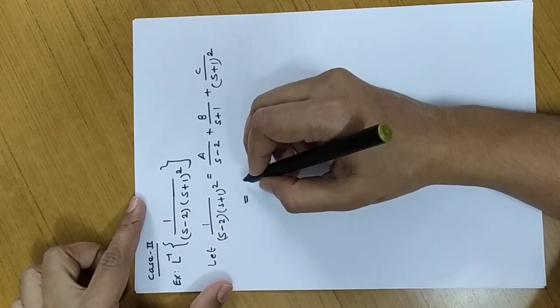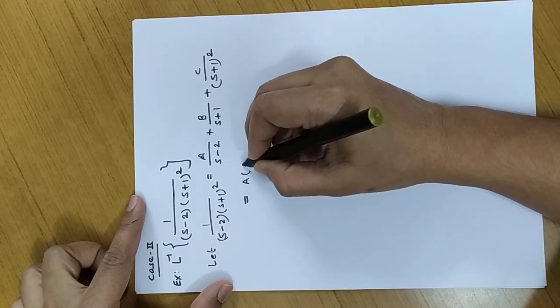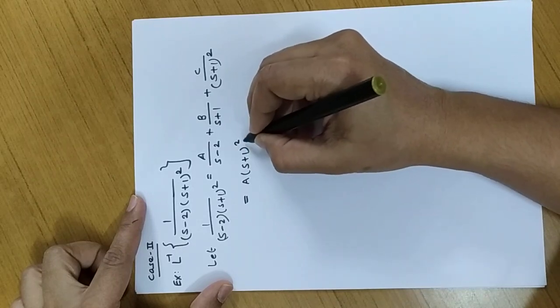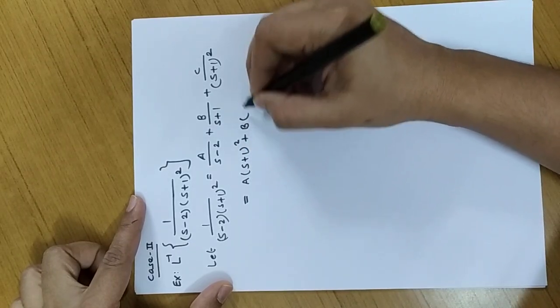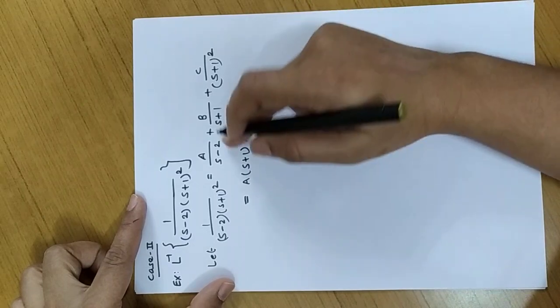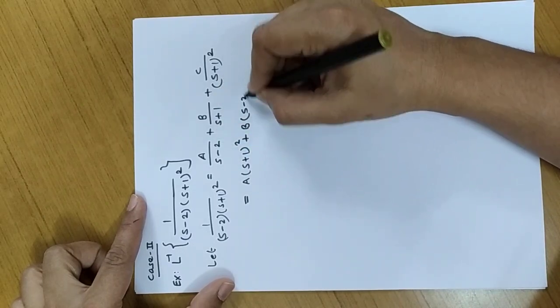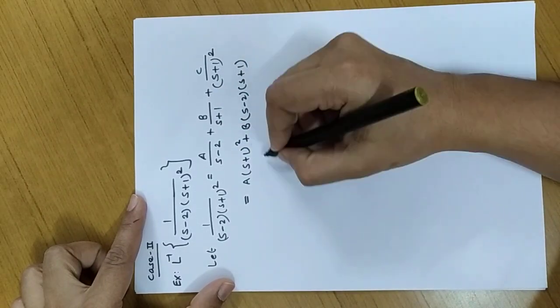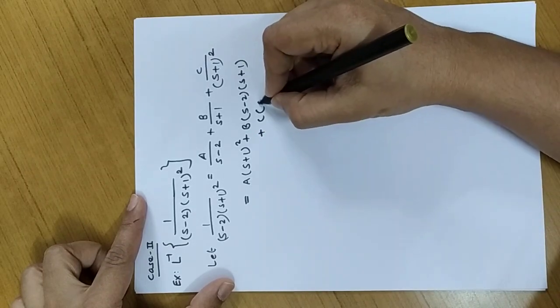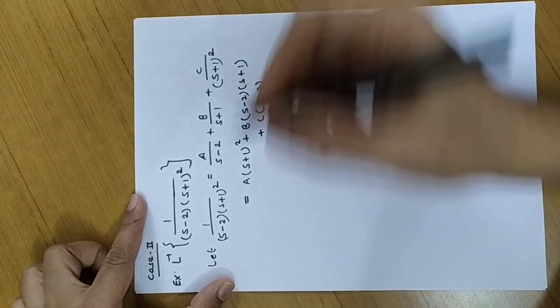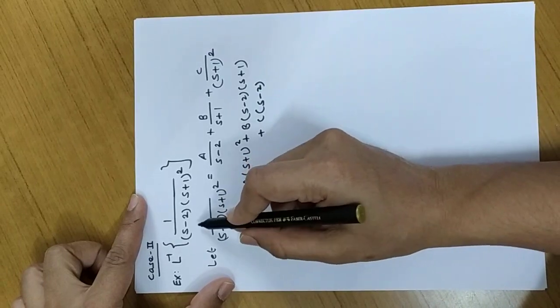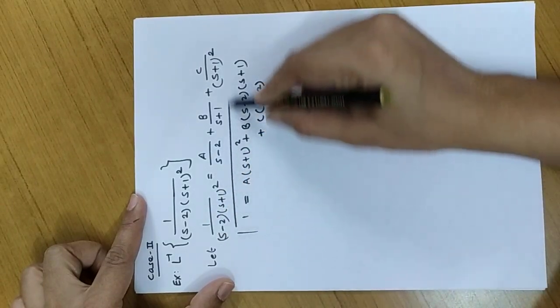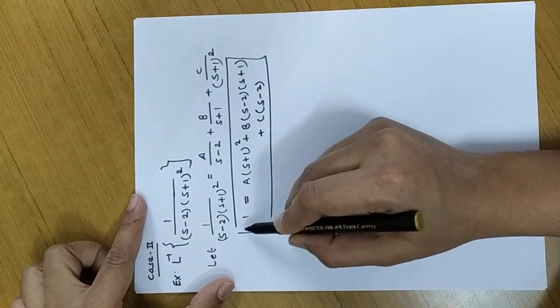Simplify the right hand side term. You can write A (S plus 1) square, we are taking LCM, plus B with (S minus 2) and (S plus 1), plus C into (S minus 2). Okay, and on the left hand side the numerator is 1 only. So this equation we are getting.